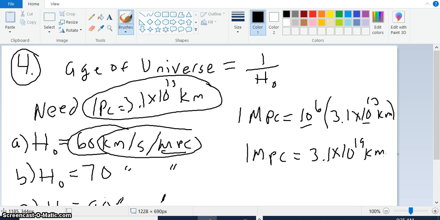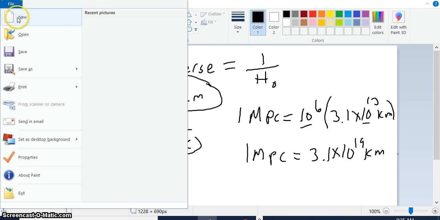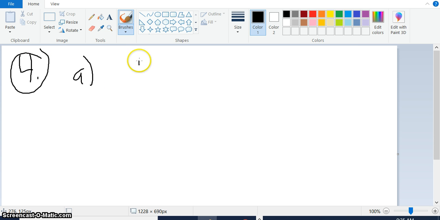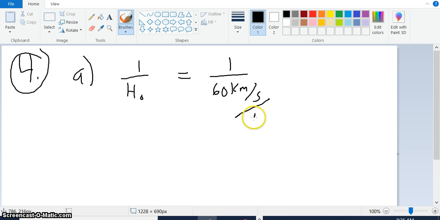Then it becomes a really easy problem. Let's get a clean slate. So this is again number 4, and my first one was A. What is 1 over H0, which remember is the age of the universe? In the first case, it's 1 over 60, and that of course is kilometers per second per megaparsec.